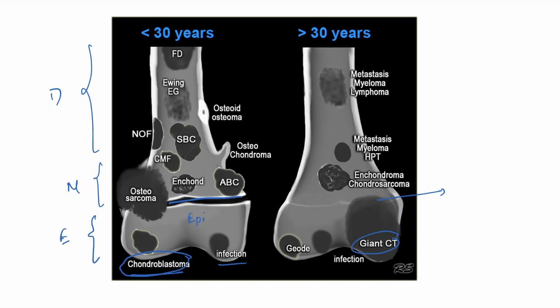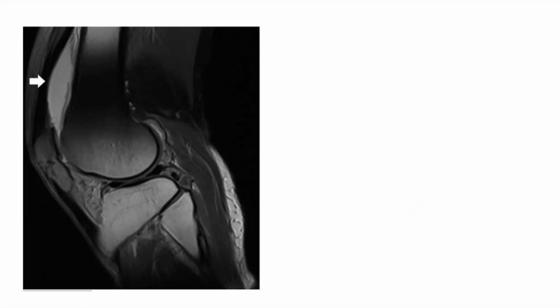The tumors common in the metaphyseal region are enchondroma, non-ossifying fibroma, and chondromyxoid fibroma. As you can see, non-ossifying fibroma and chondromyxoid fibroma can occur in the diaphysis also. The tumors that occur in diaphysis are solitary bone cyst, fibrous dysplasia, and Ewing sarcoma. So these are the important tumor locations that you must remember.